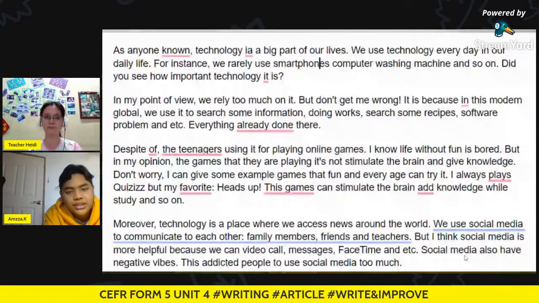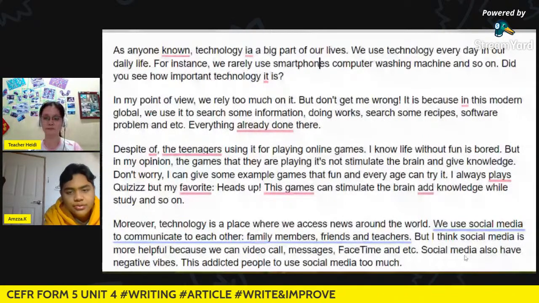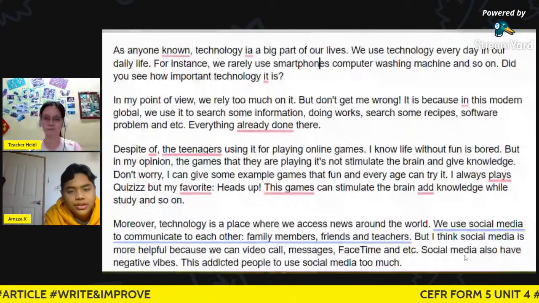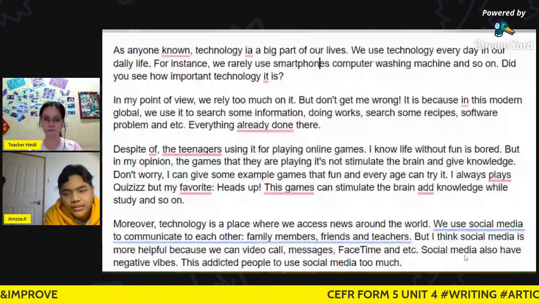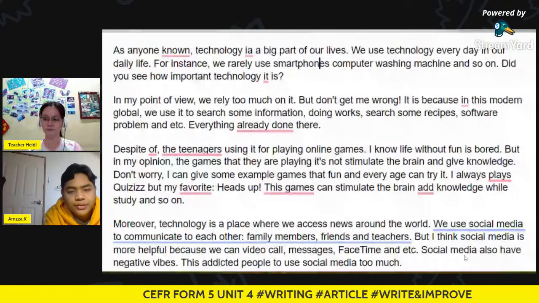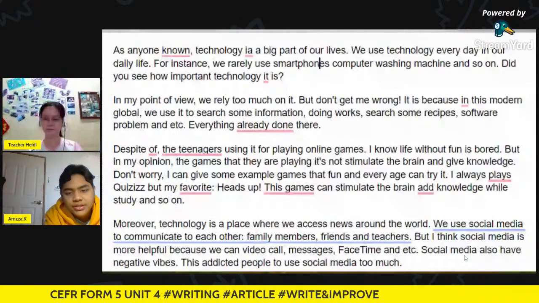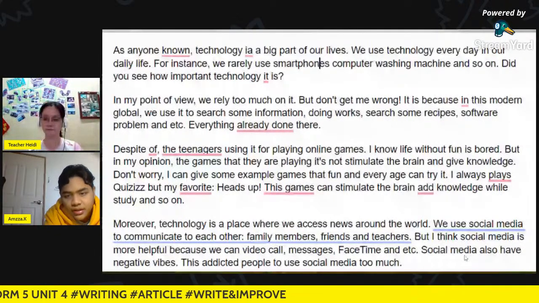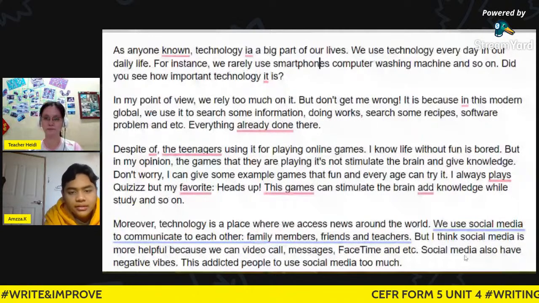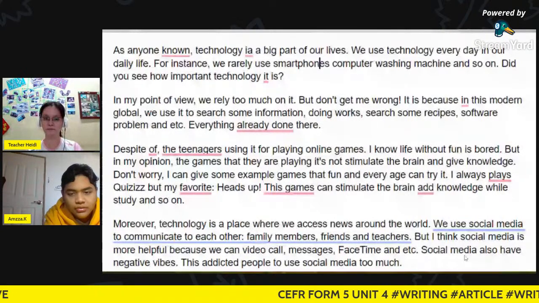Moreover, technology is a place where we access news around the world. We use social media to communicate to each other, family members, friends, and teachers. But I think social media is more helpful because we can video call, messages, FaceTime, and etc. Social media also have negative vibes. This addicted people to use social media too much.